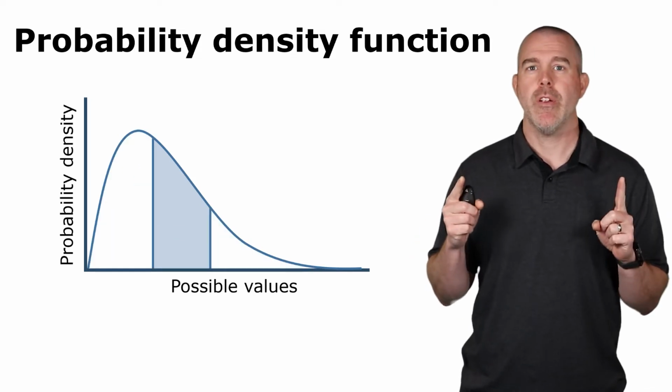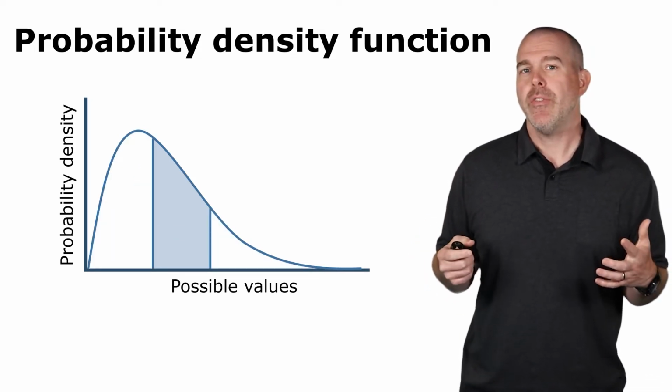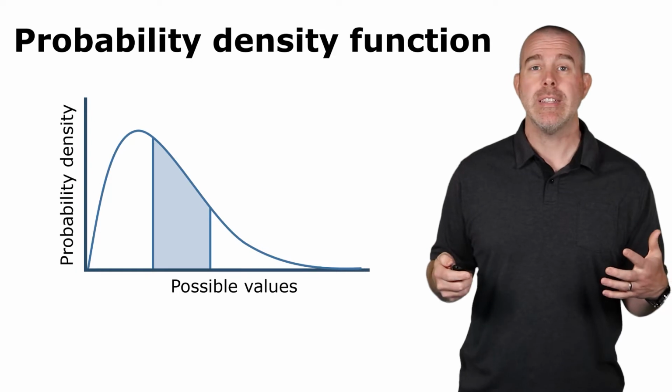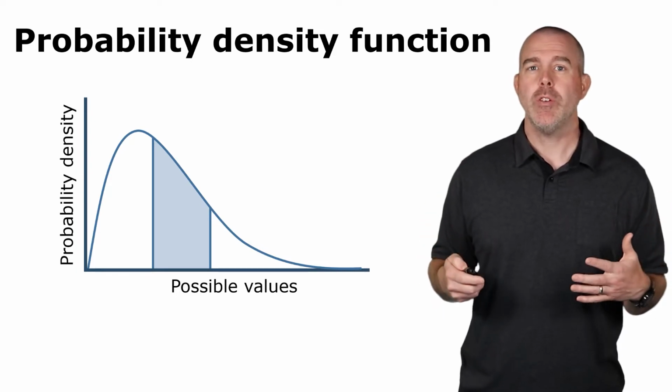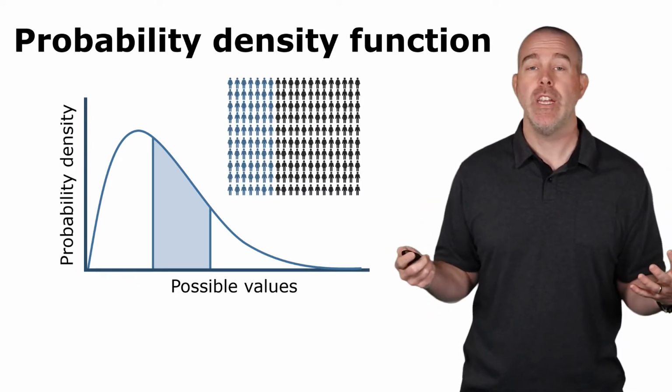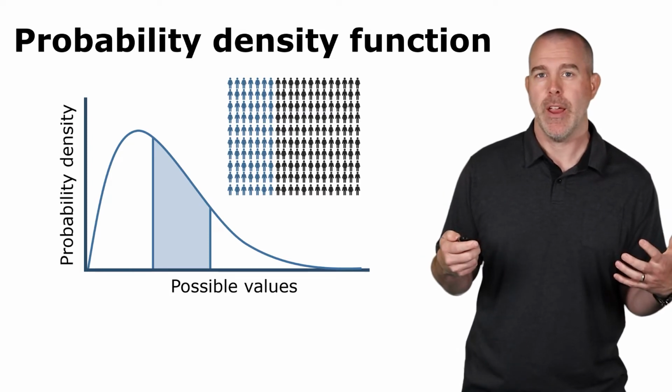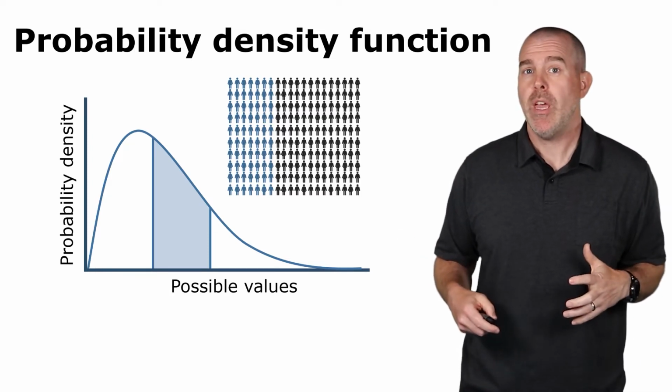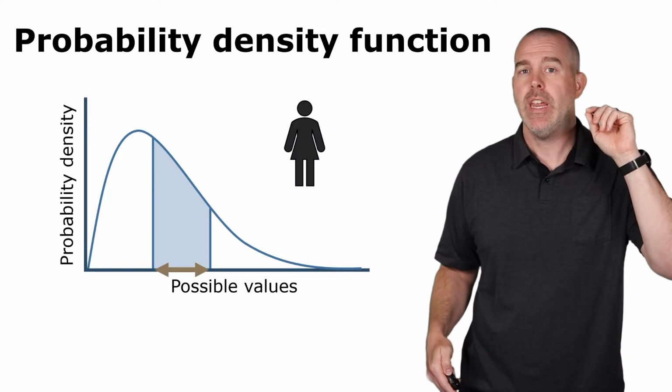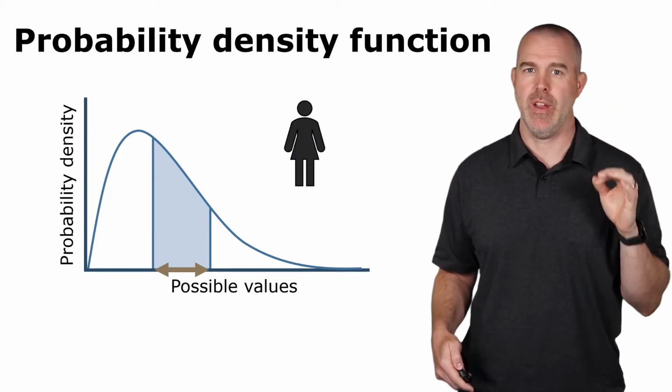Suppose we look at a particular interval. There's a couple of different ways to interpret that. One is you get some number. It could mean that the proportion of all individuals is represented by that area. Or it could be what is the probability that one individual is in that particular interval.